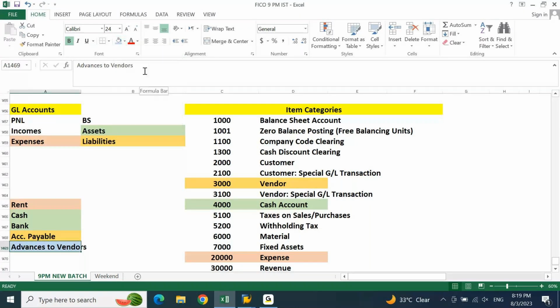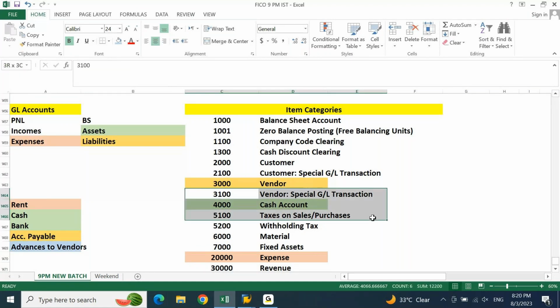If you are purchasing from a vendor, this becomes your liability. If you are paying to the vendor in advance, this becomes your asset. So your advance to vendor, I will not be treating as vendor. I will be treating this as vendor special GL transaction. Like this, we must be in a position to map the GL accounts according to the relevant item category.